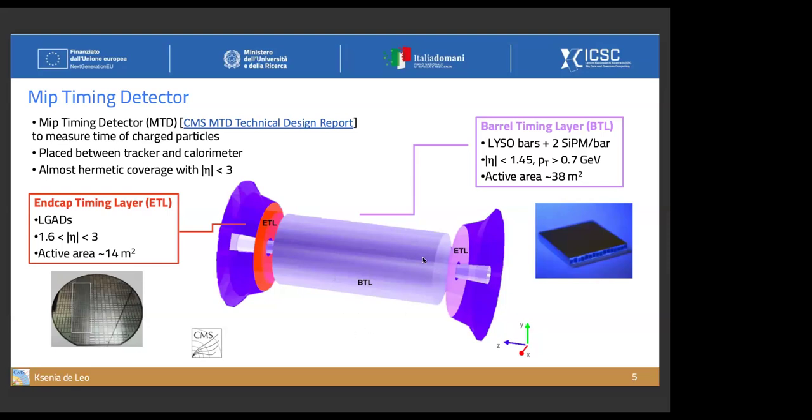So the central part of the detector, the Barrel Timing Layer, or BTL, will be made of LYSO bars with 2 SiPMs per bar, with eta going up to 1.45 and measuring time of particles above 0.7 GeV in transverse momenta, and an active area of around 38 square meters. While on the two sides, we will have the Endcap Timing Layer, or ETL, which will be made of LGADs with eta that goes from 1.6 to 3, and an active area of 14 square meters.